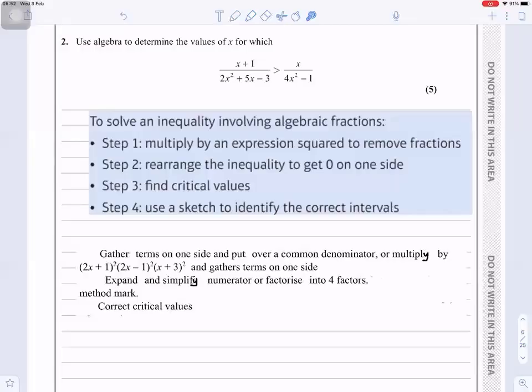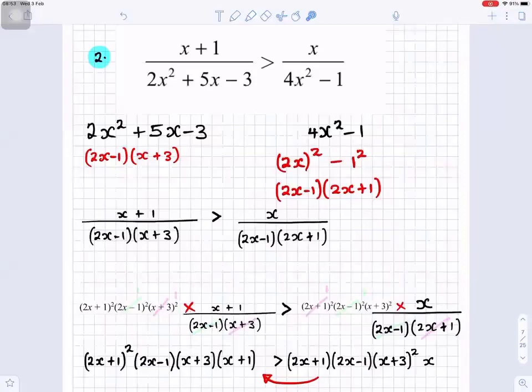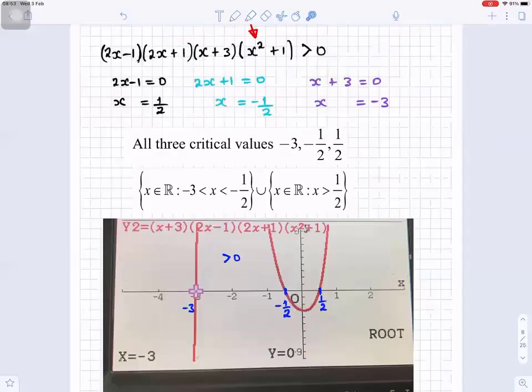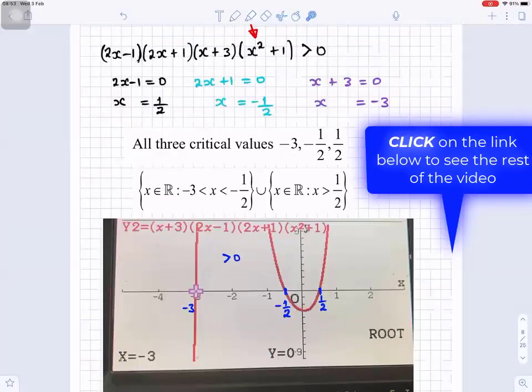So to determine the values of x for this inequality, those are the 4 steps which you follow. That's the first part of your answer. The second part of your answer is showing the critical values. And the final part of the answer is showing the sketch of the graph and your answer.